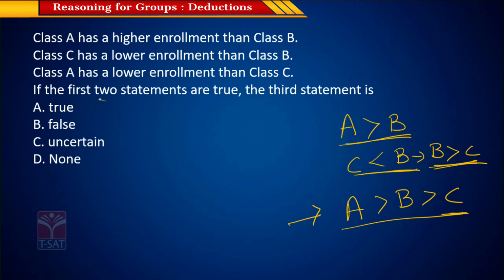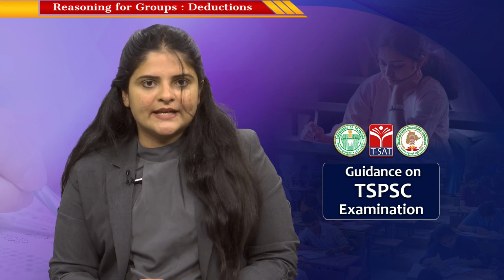Given that the first two statements are true, the third statement, which says that Class A has a lower enrollment than Class C, is false. So you can definitely say that the third statement is false. Let's look at the next question now.